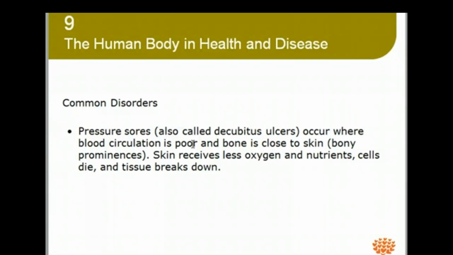And what happens is we end up with poor circulation in an area where the bone is close to the skin. So bony prominences. These would be like elbows, knees, hips, heels, areas where the bones are resting on the skin, which is resting on the bed. And what happens is with friction and with just extended pressure, we end up with tissue breakdown. And as this definition describes here, the skin receives less oxygen, less nutrients, skin cells die, and tissues break down. So that's the beginning of pressure sore.